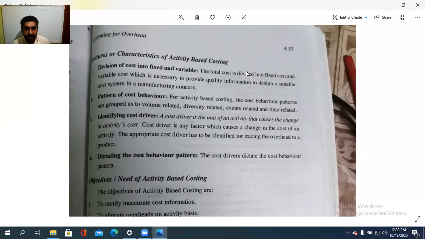Pattern of cost behavior. For activity-based costing, the cost behavior patterns are grouped as volume-related, diversity-related, events-related, and time-related.